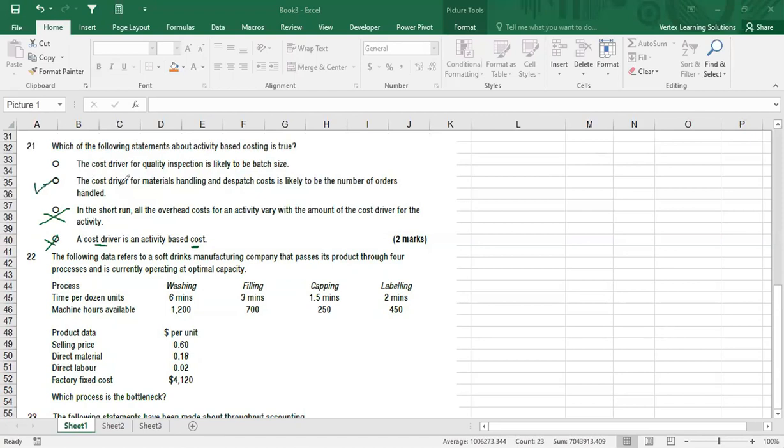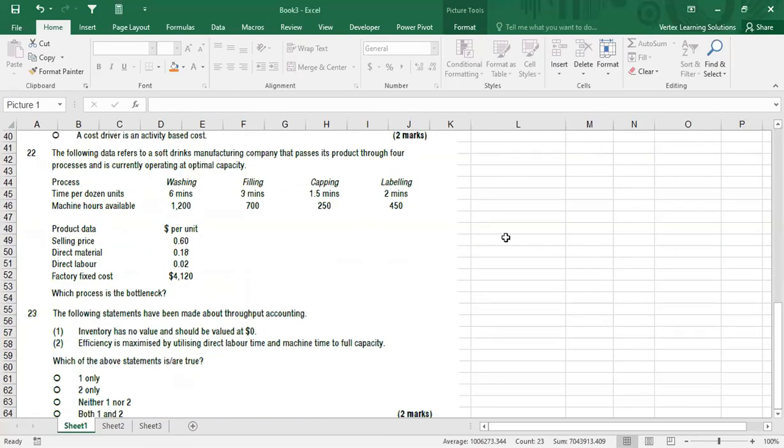The cost driver for materials handling and dispatch cost is likely to be the number of orders handled. Yes, of course, because the more orders you will handle, the more material cost you will incur. So your material handling cost actually depends on the number of orders. Whenever you have to think about whether something is a cost driver or not, always think like this: if I increase this thing, will it increase or not? So number of orders handled will increase, material handling cost will also increase. Therefore, they are related and that is the driver.